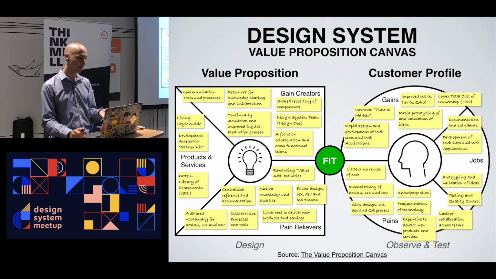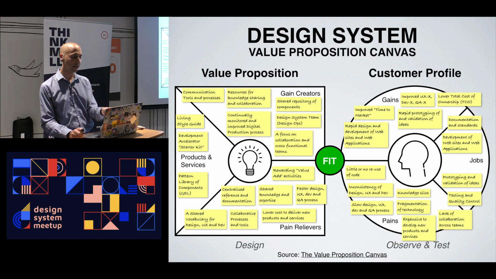So in this design system, you map on the left everything that you offer as a solution. So what your gain creators are and what your pain relievers are. And then what services you offer within your design system. And remember, for me, the design system is your Toyota production line for digital. And on the right-hand side, you map that to your customer.